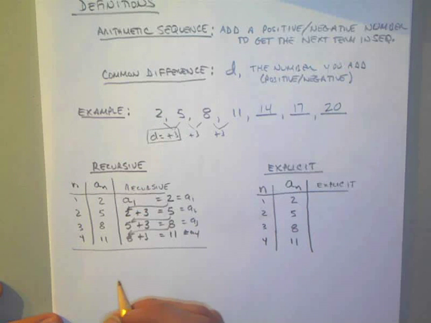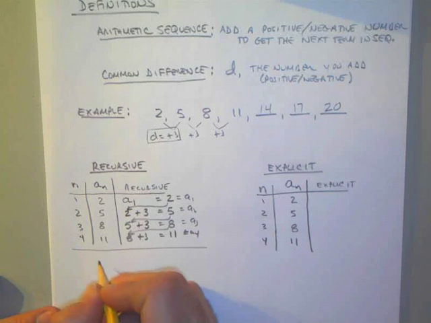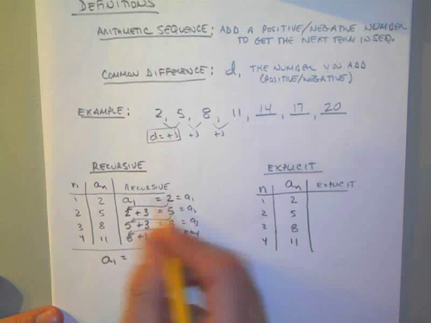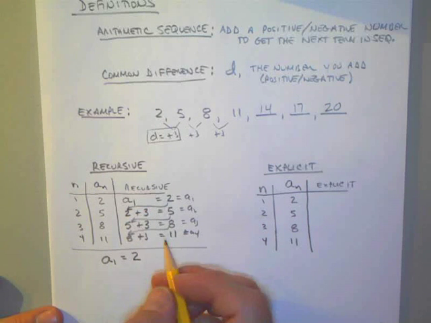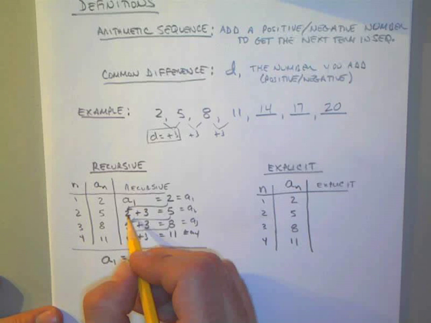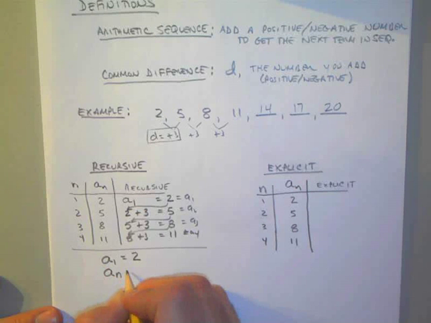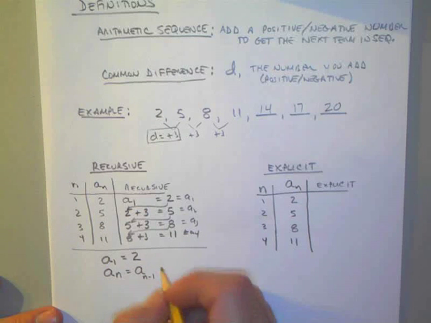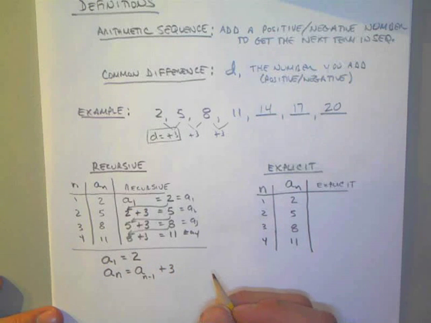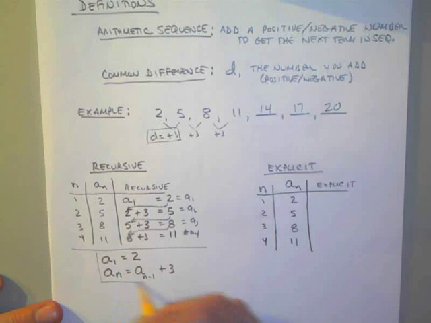Okay, so what we notice is that there's two things we need for a recursive formula. We need to know the first term, which in this case, A1 equals 2. And then you'll notice that A2 is equal to the previous term plus the common difference. So in our case, for any term n, you would need to know the previous term, which would be n minus 1, and then you would add the common difference, which is D. Okay, so this would be the recursive formula for this sequence.